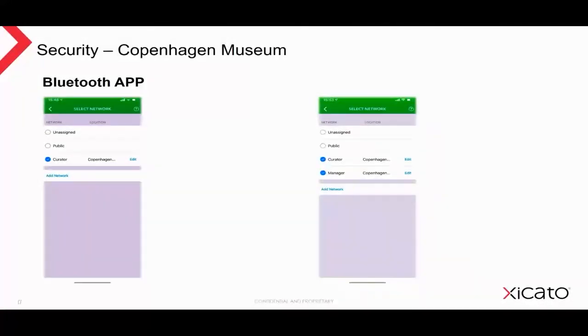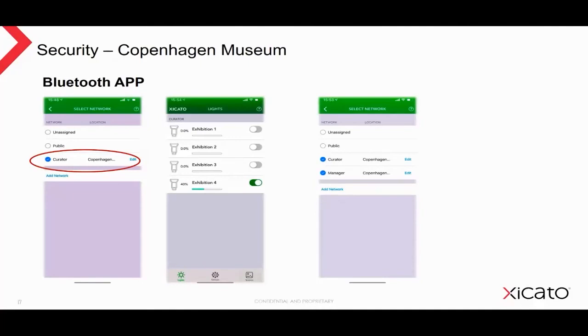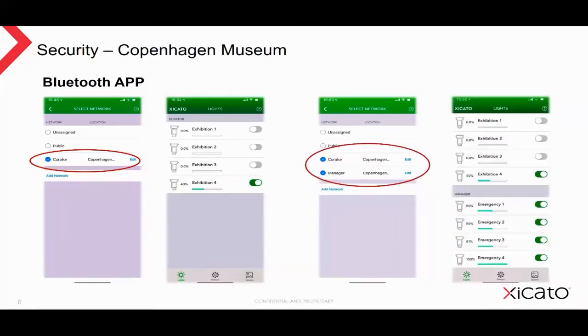Within the Bluetooth app, of course, on the Curator devices, we only configure the single network for the Curator, which has access only to the exhibition lighting. Whilst on devices used by the building management team, we added the second network as well, allowing them to have control over all lights, and thus able to secure access to the system based on the user's requirements.